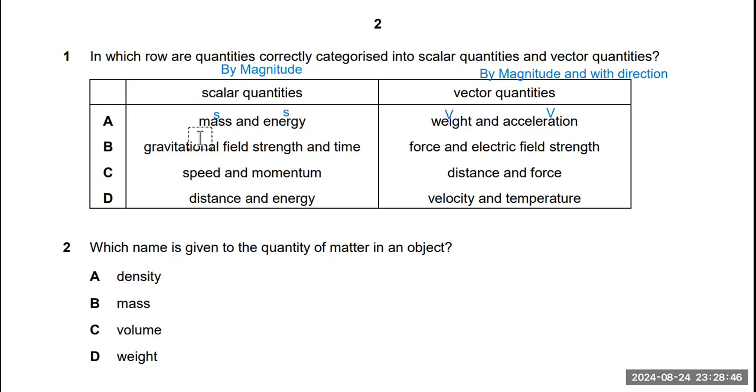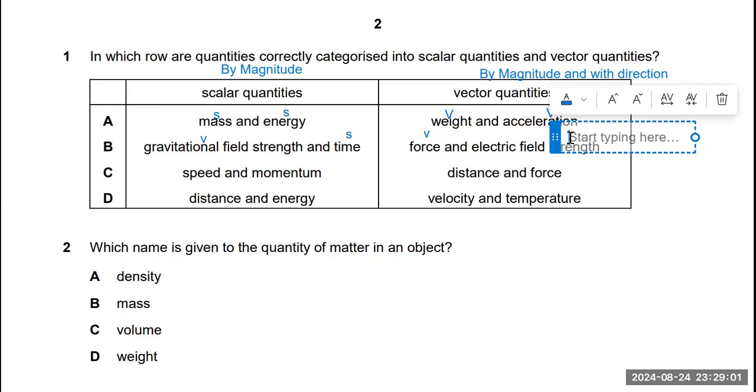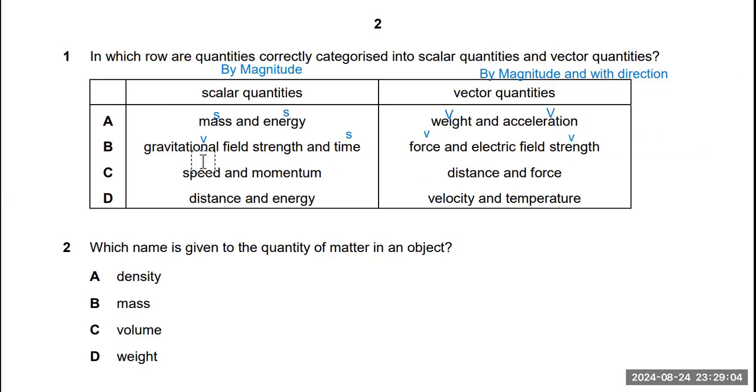Gravitational field strength is also a vector quantity, and time is a scalar quantity, and force is also a vector quantity. On the other hand, electric field strength is also a vector quantity. Speed is scalar. Momentum is vector. Distance is a scalar, and force is vector. Then in the last option, distance is a scalar quantity, energy is also a scalar quantity, and velocity is a vector quantity.